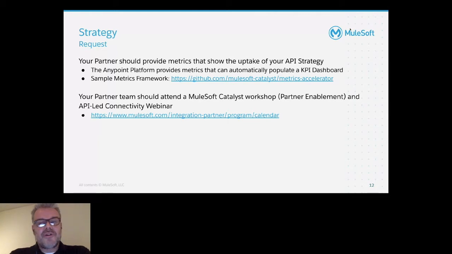If you're a partner that basically takes over all the development and all the design and the operations of the platform, I would definitely recommend that you proactively share a KPI dashboard with the customer so that they know where you are and how fast you're delivering new APIs and how many you're delivering, and also what measure of reuse you're achieving with the platform.